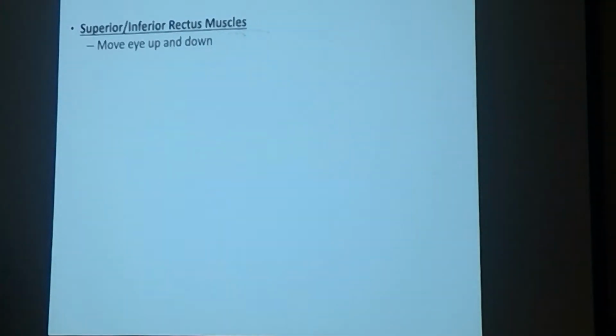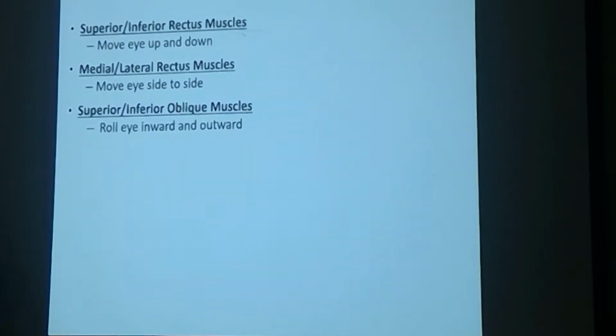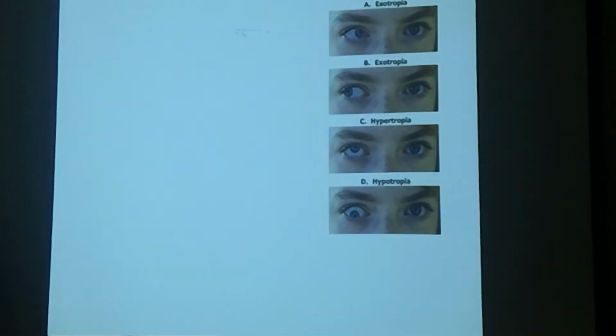the superior rectus. Going to move the eye up and down, medial, lateral, move the eye side to side. You have a superior, inferior oblique, which is going to roll the eye inward and outward. And then, of course, we have our malfunctions. And these are all basically just muscle malfunctions, right? So you can have esotropia, exotropia, so eso towards the inside, exo towards the outside, and then, of course, hypertropia for up and hypo for down.